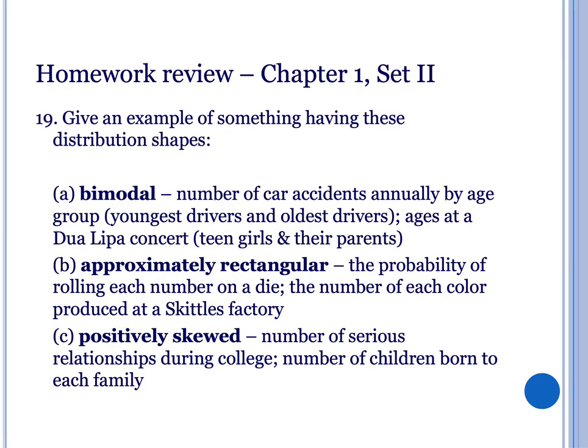Okay, once again, I'm giving examples. You do not need to come up with the same example, but these are hopefully demonstrative. A bimodal distribution is anything where you have 2 values that are most likely to occur, that have the most number of scores. So speaking in general terms, number of car accidents annually by age group. So if you're grouping together teens and the very elderly, those are going to be your 2 most likely groups to get in accidents, and probably at roughly equal rates.